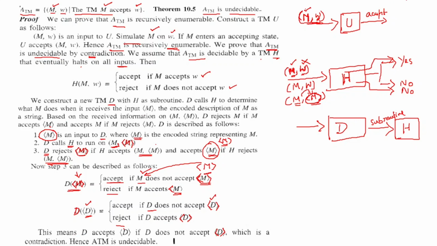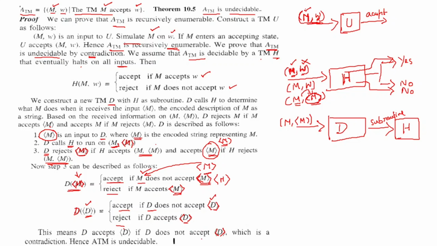First we have to understand what exactly H does and how D works. D works in an opposite manner to that of H, and we are feeding the Turing machine M and the encoded version of the Turing machine as a string to D, such that D works in this way. It will accept if M does not accept the encoded M, and it will reject if M accepts the encoded M. Now if I pass the encoded version of D to itself, this is what happens: it will accept if D does not accept encoded D, and it will reject if D accepts the encoded D. Now this is purely a contradiction to itself, isn't it?